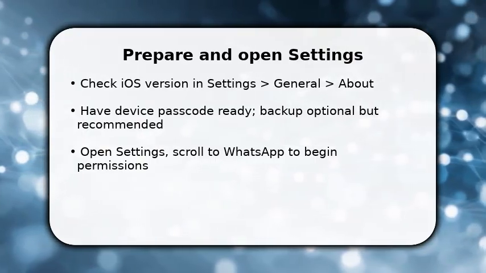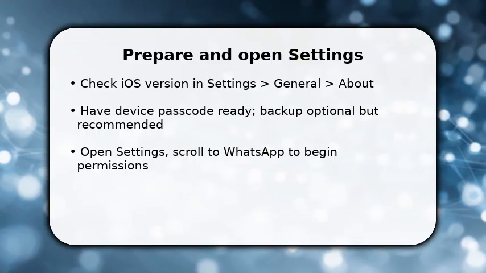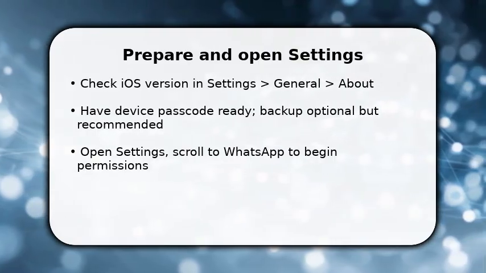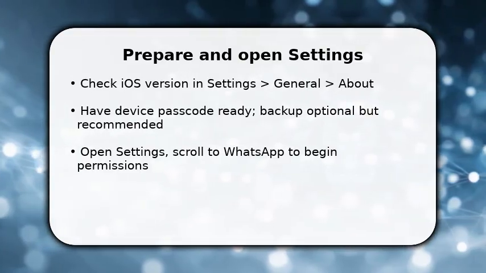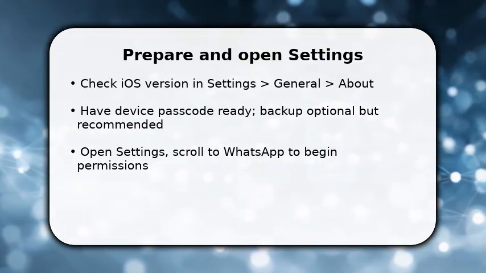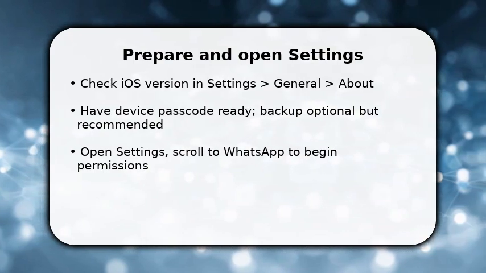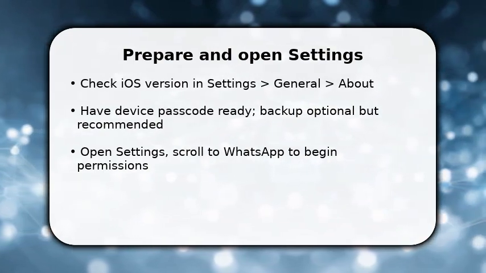This is where the app requests access to contacts, photos, microphone, camera, notifications, and background app refresh. You're taking control. You'll disable or restrict each permission precisely. Make sure to pause on each permission so you understand why WhatsApp asked for it.